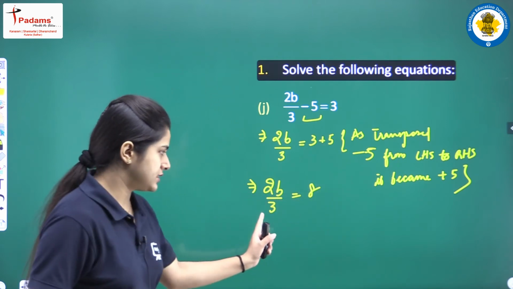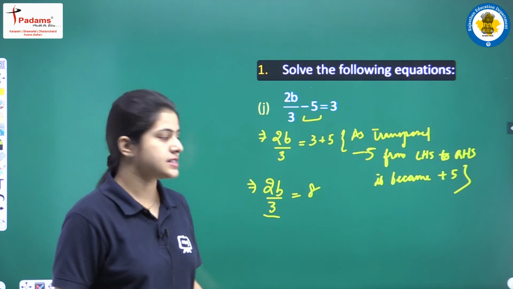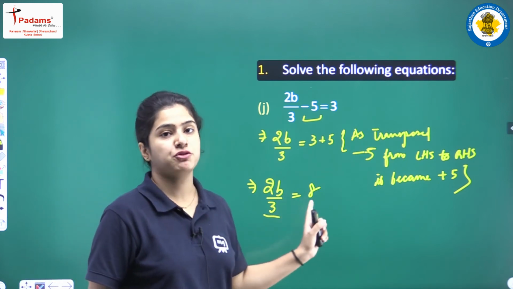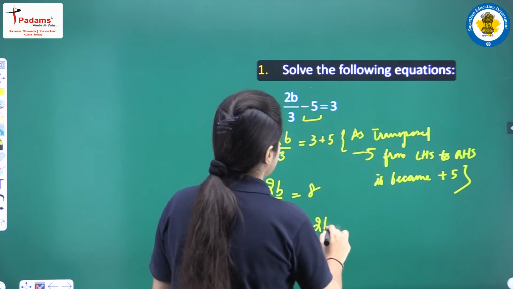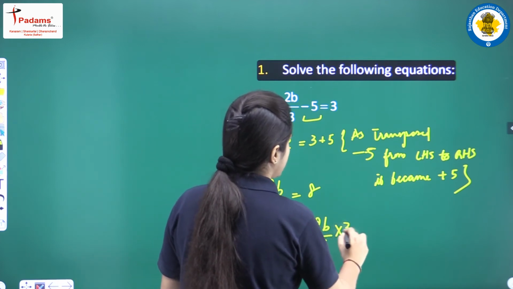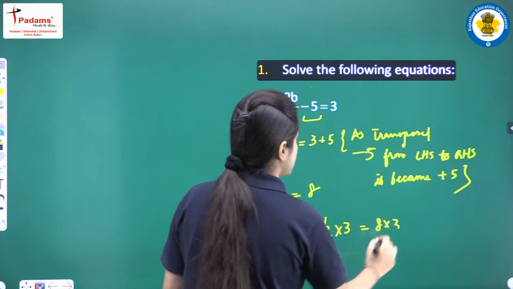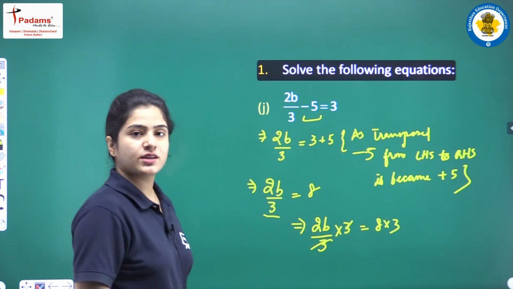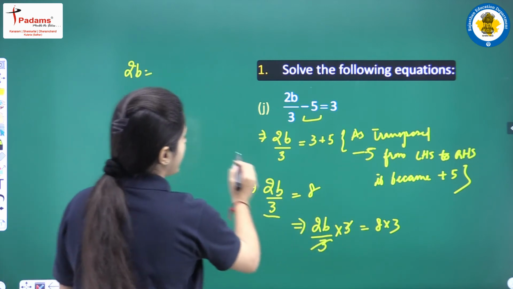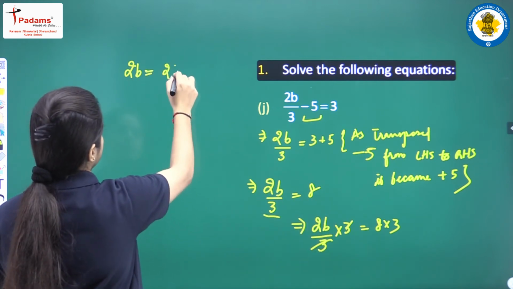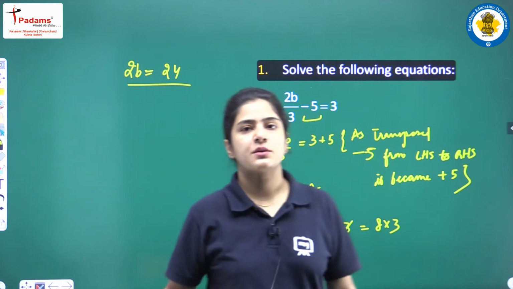Okay, now this 3 is in the division with the variable, so if you want to eliminate this 3, you have to multiply by 3 on both the sides. Okay students, so 2b upon 3 into 3 is equals to 8 into 3, right? This 3 and 3 will cancel out each other. What is left students? 2b is left only. 2b is equals to 8 into 3 is equals to 24. Okay, this 2b is equals to 24.